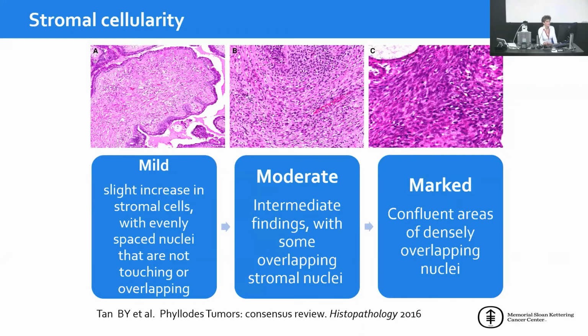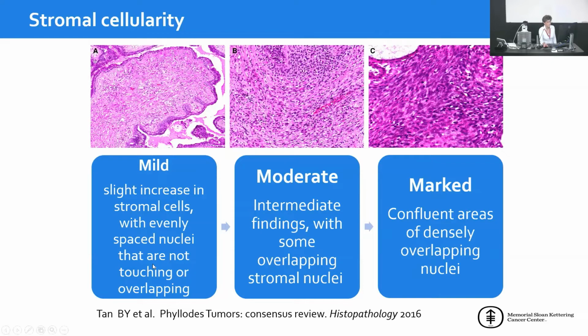Stromal cellularity, of course, we all know what marked is: very confluent areas of densely overlapping nuclei. But the mild cellularity is very inconspicuous overall. There is a slight increase in the stromal cells with evenly spaced nuclei that are still not touching or overlapping. And I think it's useful to use as a reference point the cellularity of the normal adjacent terminal duct lobular units, and there should be at least twice the cellularity that you see in the normal mammary stroma. And then moderate will fall in between.